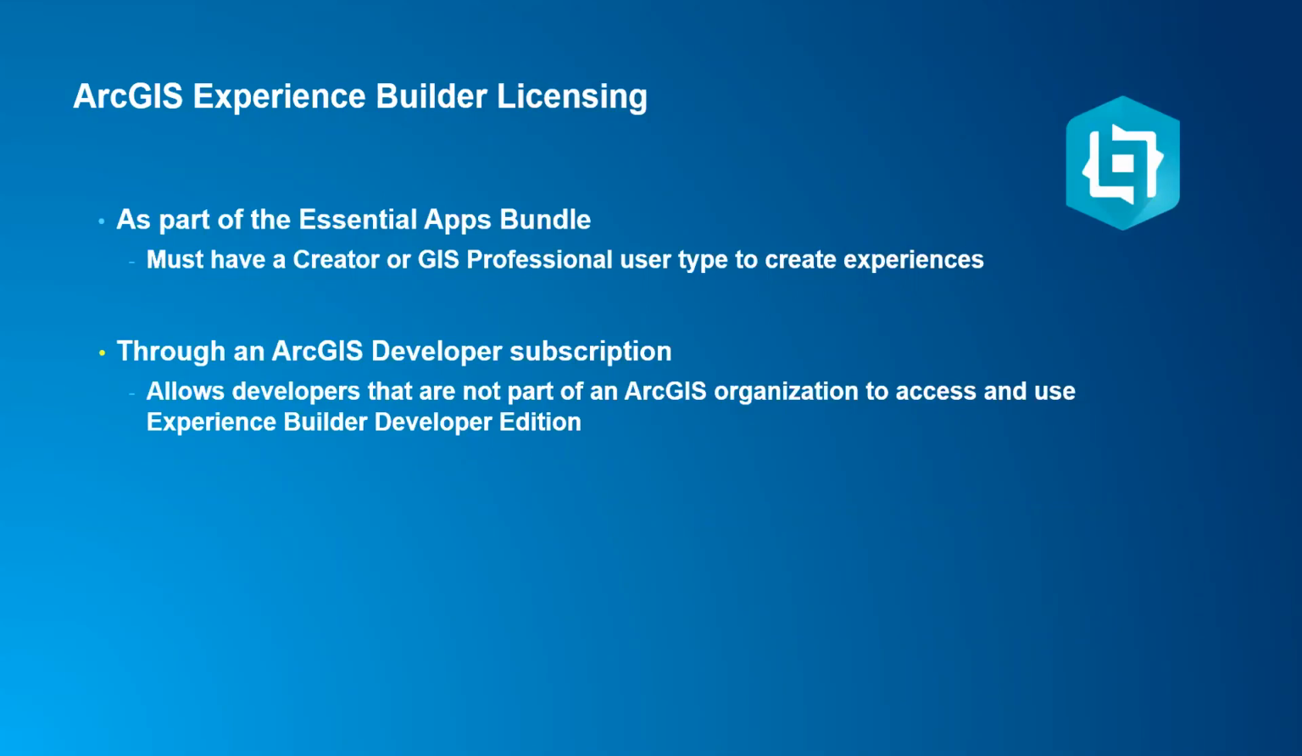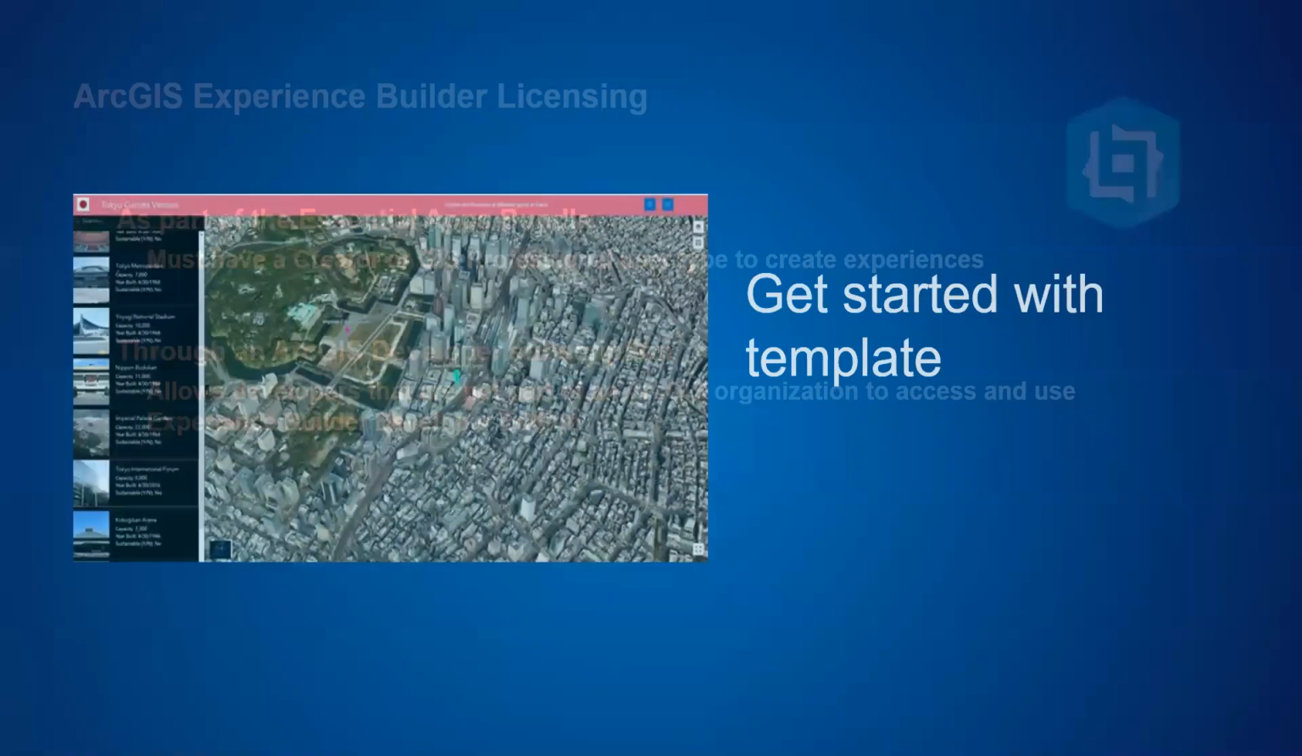Now, in terms of licensing, it is part of the essential apps bundles. You are creating something, so you need at least a creator license or user type to do that. It says creator or GIS professional. The GIS professional includes all the creator things. It also includes a Pro license. So creator or up, I guess, is one way to say it. And if you don't have that access, you certainly can get a developer subscription, which gives you a one-creator organization that you can play with and access in that way.